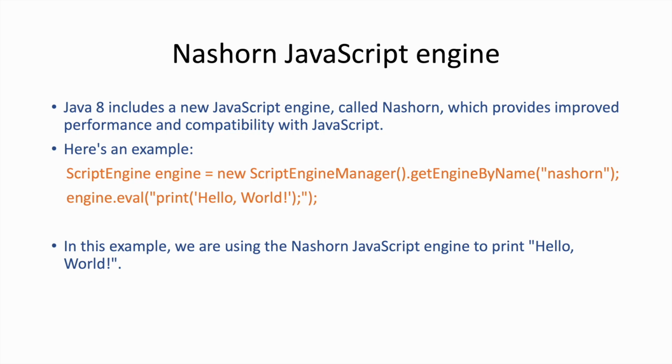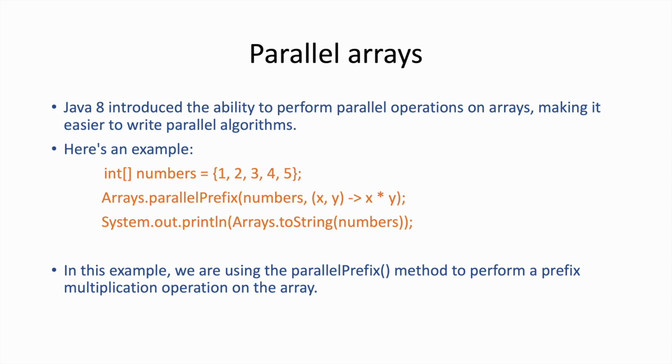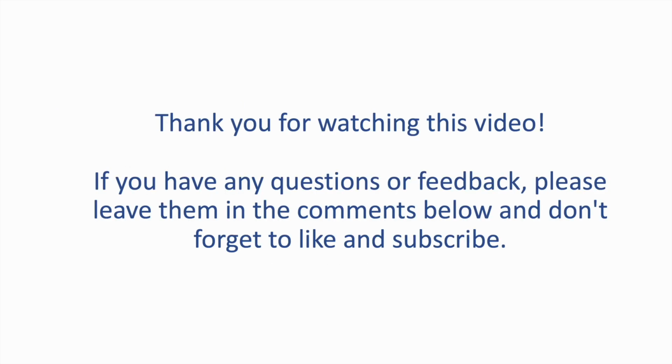And the last feature of Java 8 that we are going to discuss is parallel arrays. Java 8 introduced the ability to perform parallel operations on arrays, making it easier to write parallel algorithms. Here's an example. In this example, we are using the parallelPrefix method to perform a prefix multiplication operation on the array.